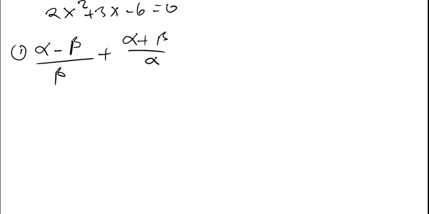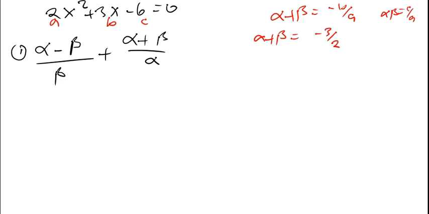The best way what you can do, you need first to find what we call the sum and product. Sum is given by negative b over a. This is a, this is b, and this is c. Product is given by alpha times beta is equal to c over a. So alpha plus beta is equal to, what is b? b is 3, so it's negative 3 over a, which is 2.